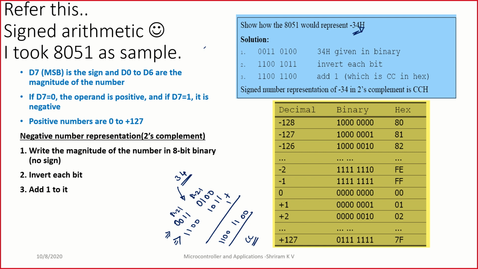So please understand, the negative number representation in 2's complement can be done easily. I need to take 1's complement and add 1 to it, and I get the result. That's it. So please understand, signed arithmetic is the solution for all the problems that we faced with respect to representing the digits with which sign it is. Is it positive or negative? That's what we have been learning here.